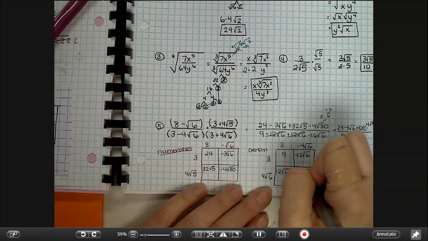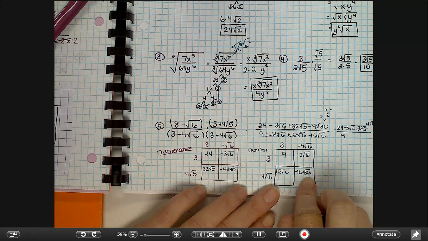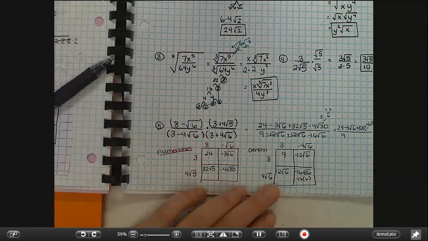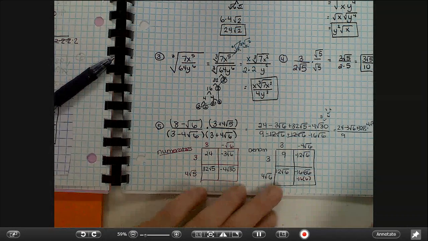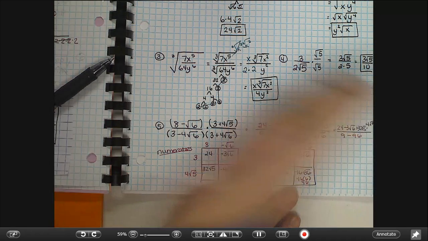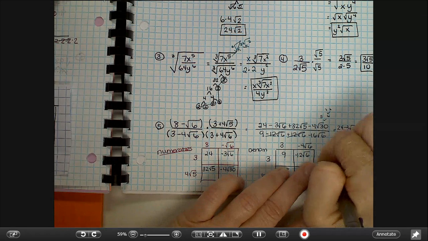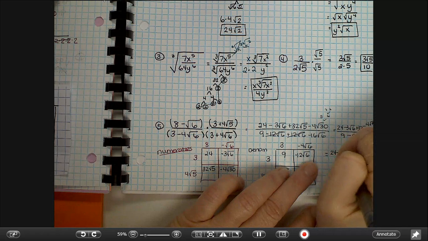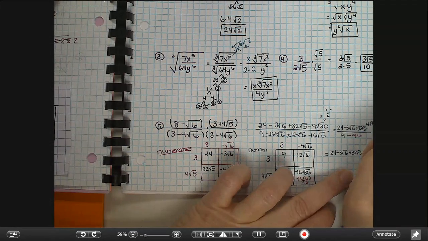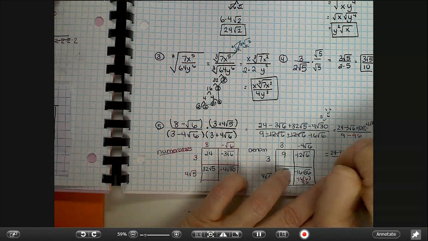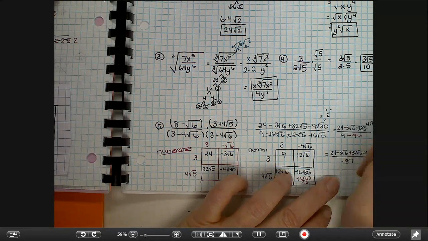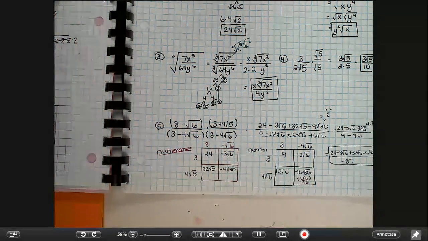Root 6 times root 6 is root 36 right here. So we really have negative 16 times 6, which is 96. So we have 9 minus 96. So our final answer is 24 minus 3 root 6 plus 32 root 5 minus 4 root 30, all over 9 minus 96, which is negative 87. And that is hideous, but that is the answer.